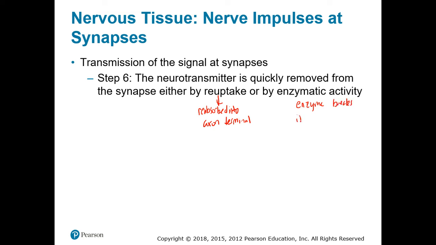breaks it down. A good example of this is when we went through our muscular system, we learned about a neurotransmitter called acetylcholine. And it was broken down by the enzyme acetylcholinesterase. Remember, if it ends in an ACE, it's typically going to be an enzyme.